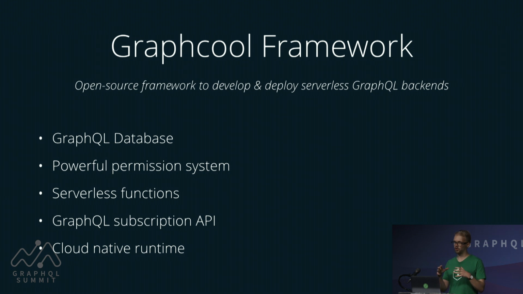At the core of the GraphQL framework is what we call a GraphQL database. It's not really a database, rather an abstraction. I'll get to that in a second. It also comes with a powerful permission system that enables you to implement authentication and authorization workflows. It integrates out of the box with functions as a service like AWS Lambda and serverless functions to implement event-driven business logic. It also comes with a GraphQL subscription API that you can use directly in your front-end application.